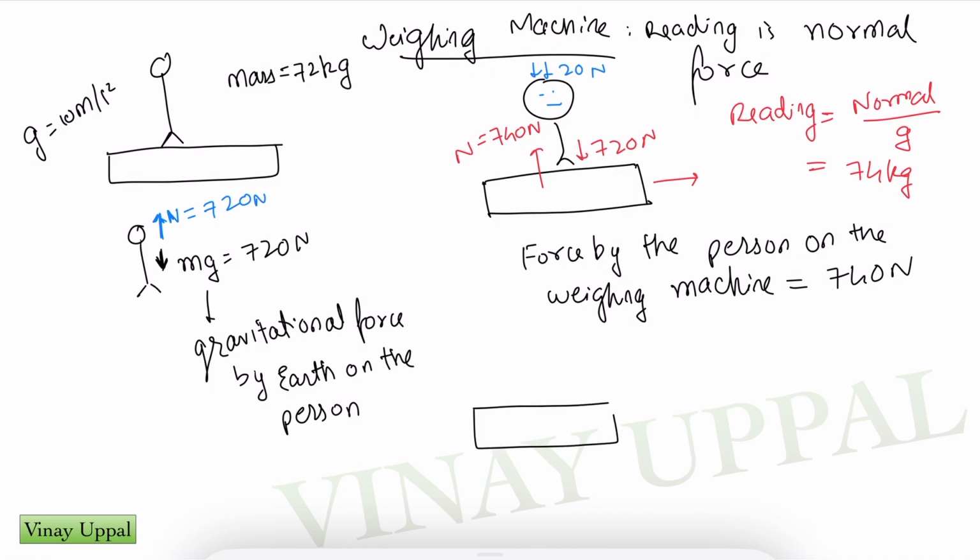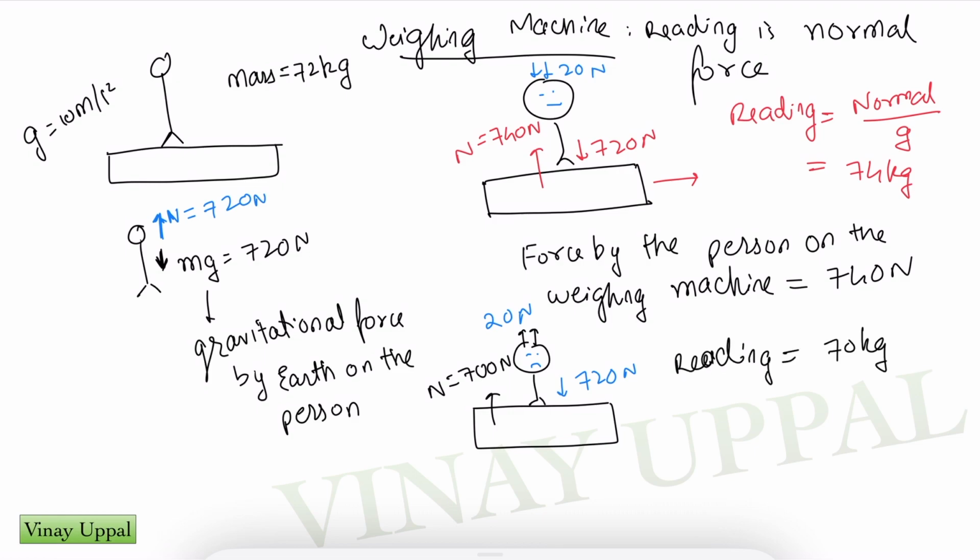And similarly, suppose I pull his hair with, let's say, 20 Newton force. Then what will be the normal force? What will be the reading? His weight is 720. So clearly the normal force will be 700 Newtons for equilibrium of the person, and therefore the reading would be 70 kg. And the force by the person on the weighing machine, like the previous example, will be 700 Newtons, not 720, it will be 700 Newtons.